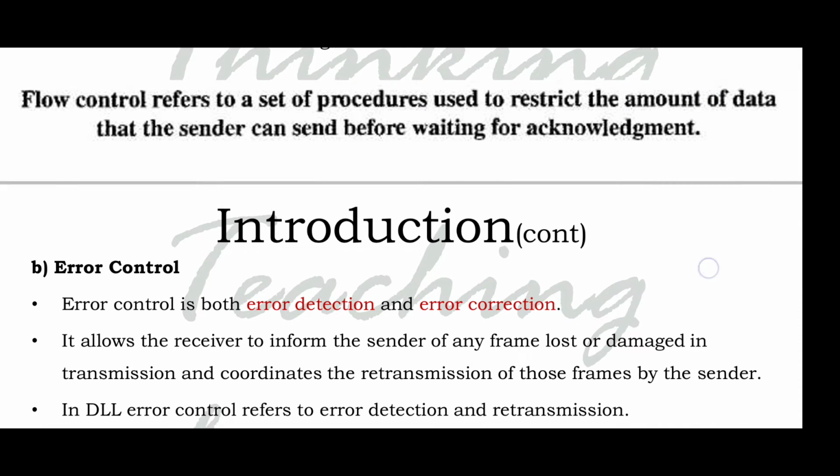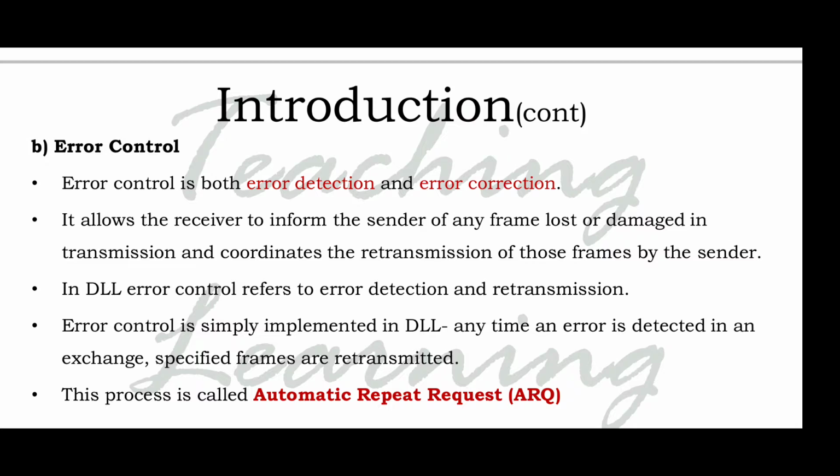Error control. We have already seen that the data link layer has two functions: one is flow control and the second is error control. So this is an introduction to the data link layer functions, flow control and error control. First we have seen flow control, and second we are going to see some basic information regarding error control, and we will discuss this more in the next section also.